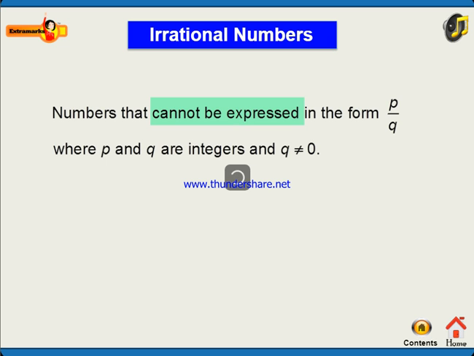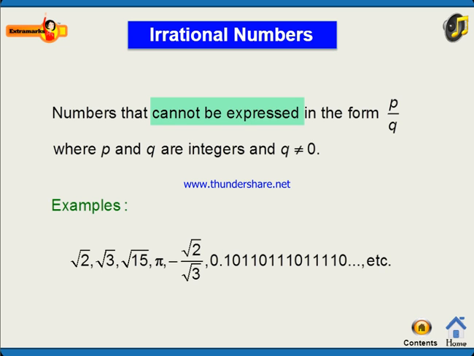Irrational numbers. These are the numbers that cannot be expressed in the form of p upon q, where p and q are integers and q is not equal to 0. Here are some examples of irrational numbers.